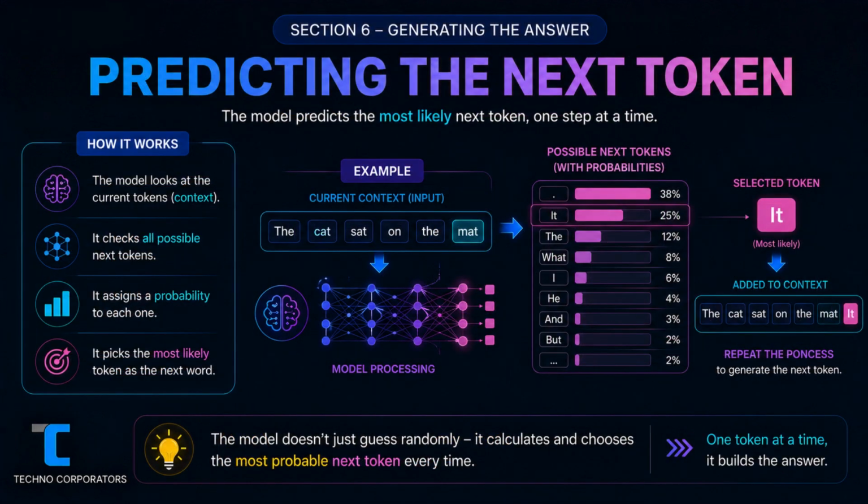Now comes the fascinating part. ChatGPT doesn't generate an entire sentence at once. Instead, it predicts one token at a time. First, it predicts the most likely next token, then uses that prediction to generate the following one, repeating the process again and again until a complete response is formed.